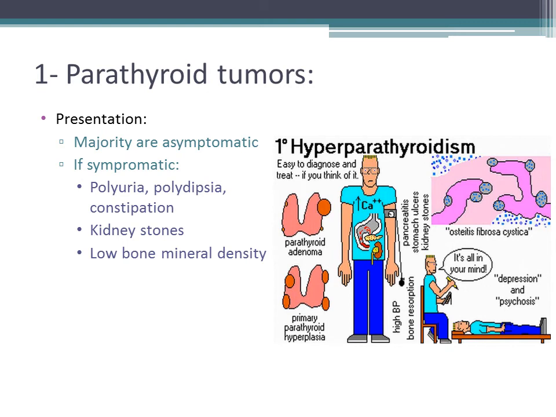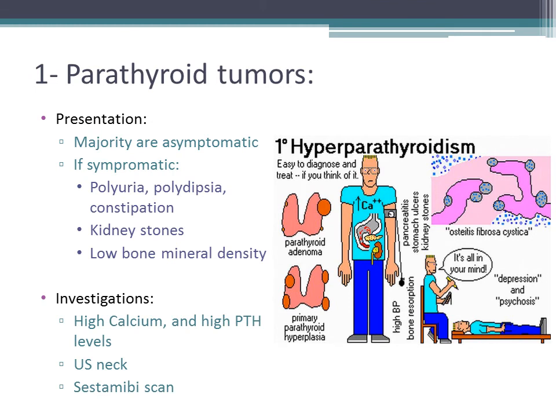They have the classic symptoms of constipation. What else? Joint aches and pains, and depression or mood changes. How do you investigate those people? They have high calcium and they have high PTH levels, and then you try to localize the tumor. We utilize ultrasound of the neck and another test which is called sestamibi scan, which is a nuclear medicine test to locate the tumor site.